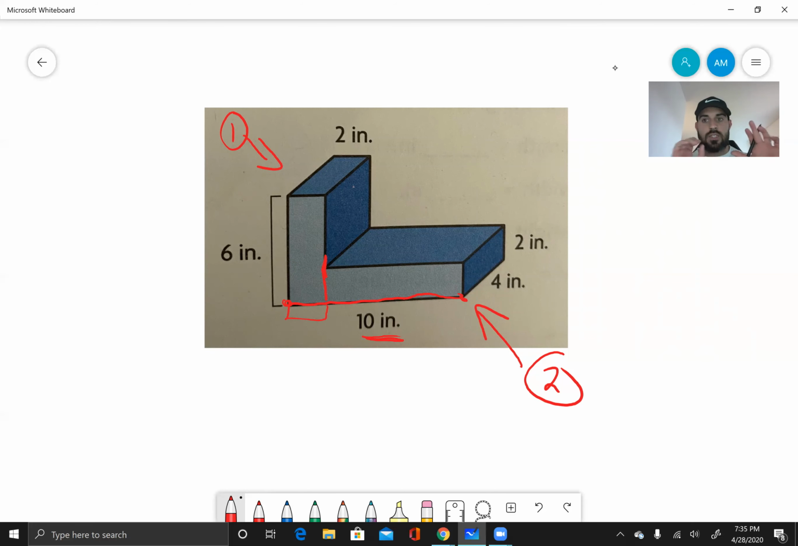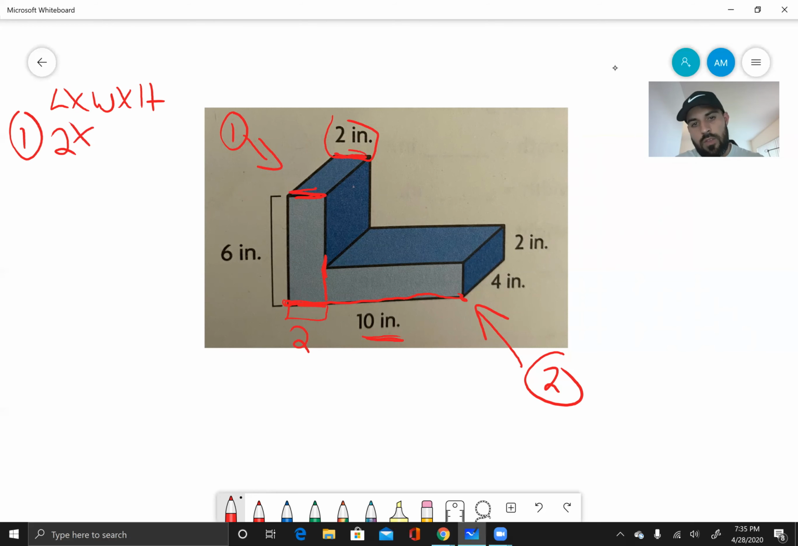Okay, so this is where you need to take a step back and zoom out and notice where else you see length. If you notice, you see length right here, and length right here, and length right here, and that length would be 2 inches. So for figure 1, we have a length of 2 inches, right? Because this would be 2, which is congruent to this side and this side.